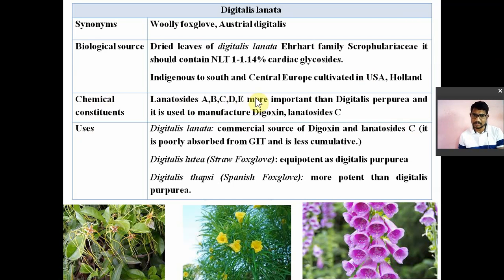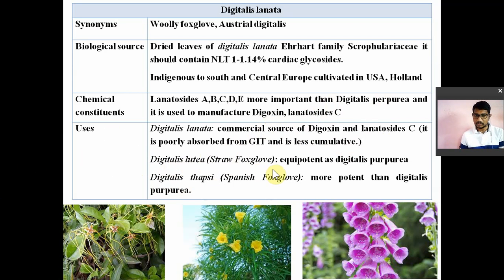Out of these, lanatoside C is important, and nowadays it is a commercial source for digoxin. So digoxin is obtained from lanatoside C. Digitalis lanata is the commercial source for digoxin. Digitalis purpurea has cumulative action, slowly absorbed and bound to plasma proteins. But digoxin obtained from lanatosides is less cumulative than the original drug. That is the advantage.